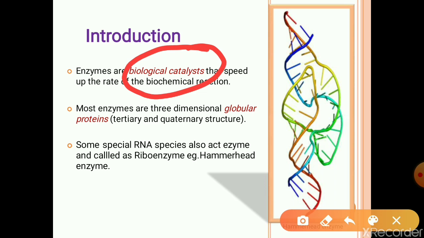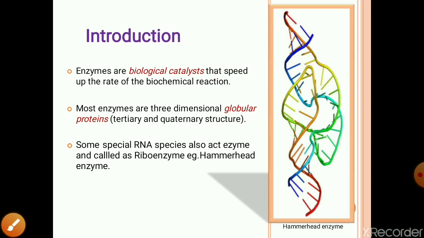So enzymes are protein molecules in the cell which work as biological catalysts. So enzymes are proteins, but all proteins are not enzymes. We already know about that. It was studied in the 12th standard board syllabus. Most enzymes are three-dimensional globular proteins. Proteins have a tertiary and quaternary structure, means enzymes are always present in tertiary and quaternary structure.